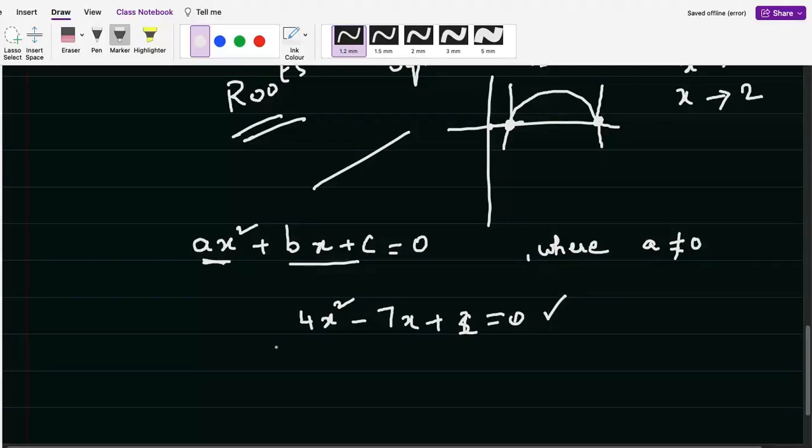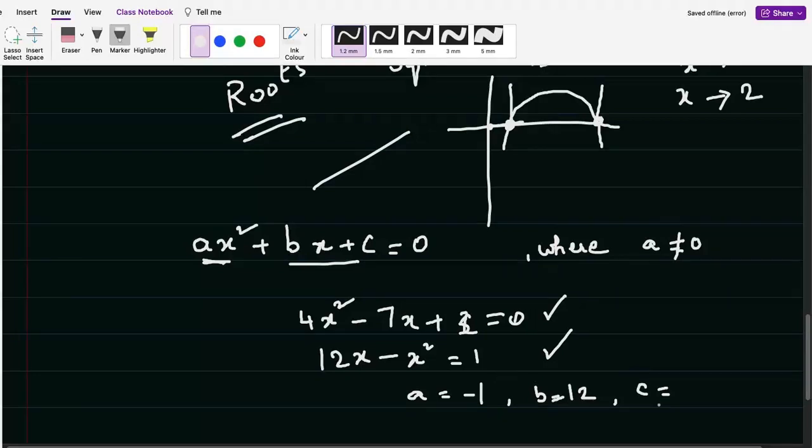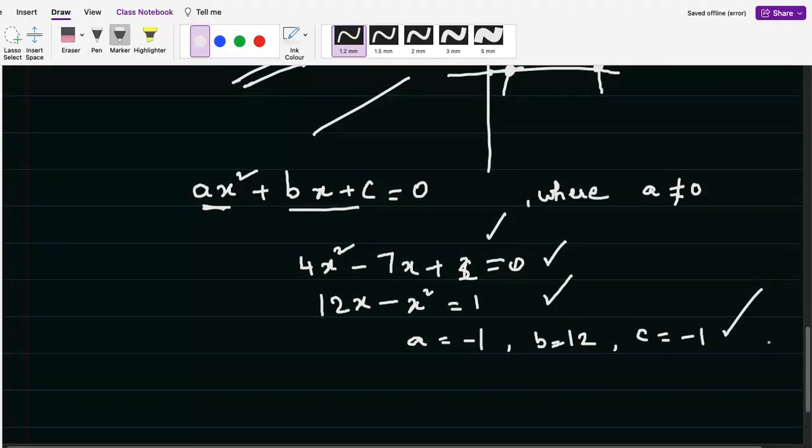If I am writing 12x minus x square equals 1, is this a quadratic equation? Yes, this is also a quadratic equation where a is negative 1, because the coefficient of x square is a. And the coefficient of x is b, so b equals 12, and the constant will be c. So c equals 1? No, c is not equal to 1. The constant should go to that side, and the equation should be in this form. So if the constant is going that side, c is equal to negative 1. So these are the three coefficients in our quadratic equation. Hope this makes sense and you understand all these points.